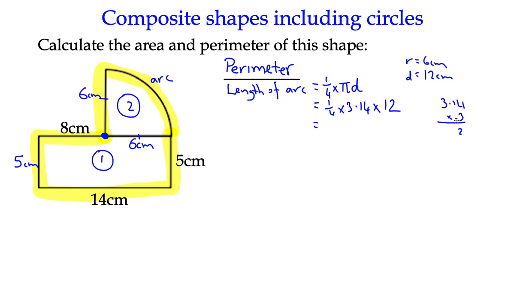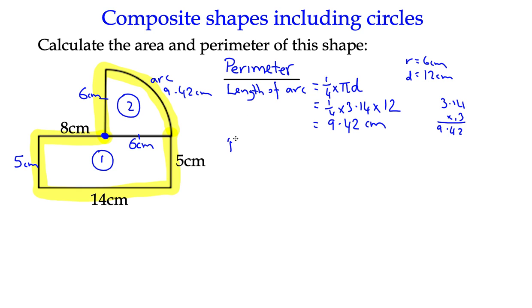3 fours are 12, 3 ones are 3 plus 1 is 4, and 3 threes are 9. And the answer is just over 9, so it would be 9.42 centimeters. Now that's the length of the arc, 9.42 centimeters.